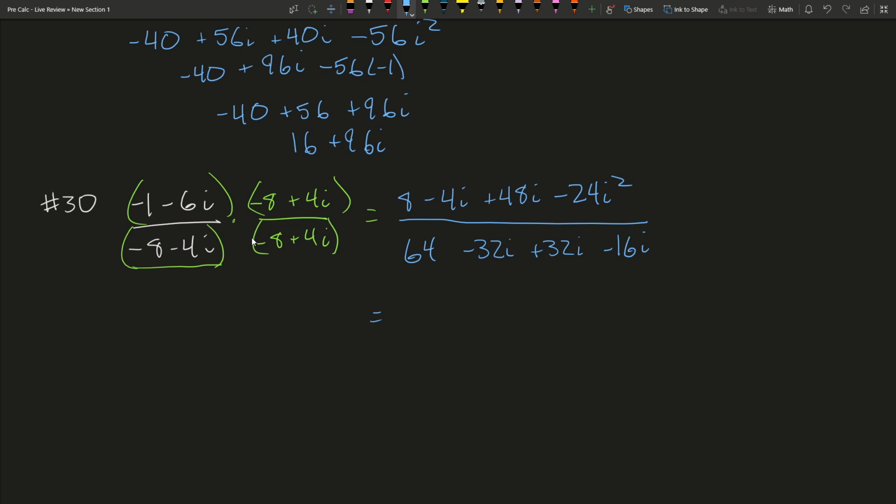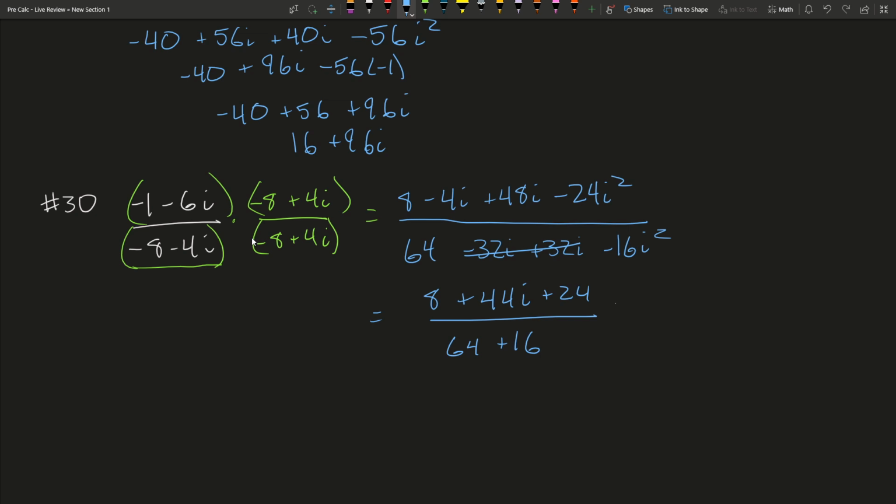Then we have to do a bunch of simplifying. So when we simplify the top, we get 8 plus 44i plus 24, because -24i squared is really -24 times -1. And then on the bottom, the middle terms cancel, and we get 64 plus 16. Again, because negative 16i squared is really just positive 16.